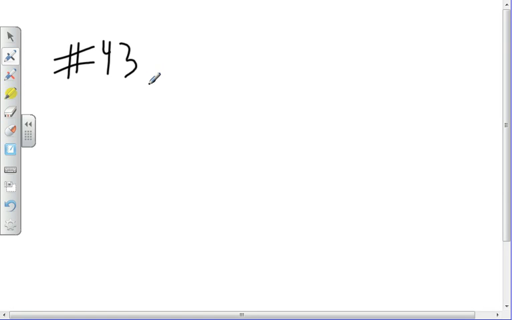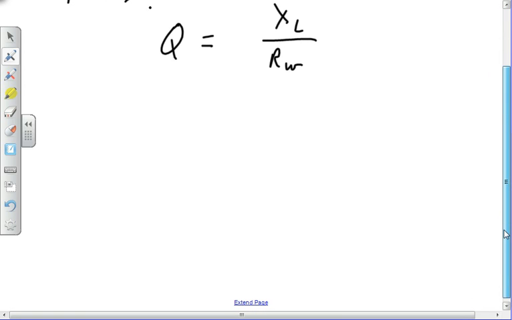43. Determine the Q of the inductor shown below. Determine the winding resistance of the coil. Okay, so Q of the coil is XL over RW. That's the hint. Solve for the winding resistance of the coil. Okay, so that's our problem.